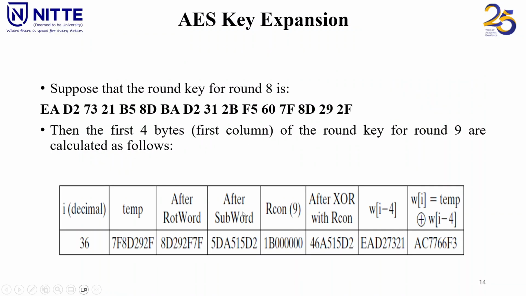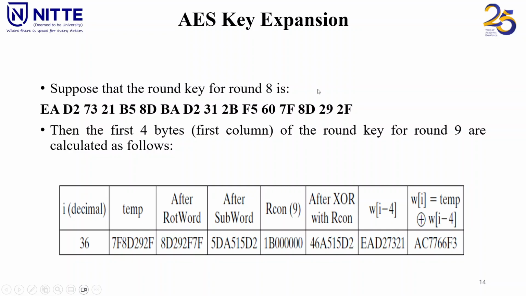So now we try to understand how we will be able to generate the words. Suppose the round key for round 8 is this key here. If I divide it into 4 bytes each, each becomes one word. So EA D2 73 21 will become one word, B5 8D BA D2 will become the other word, the next 4 will be another word, and the last 4 will be another word. Now the last word, 7F, 8D, 29 and 2F, we give as input to the G function. I want to calculate the words for round 9. So the round constant for round 9 will be 1B.